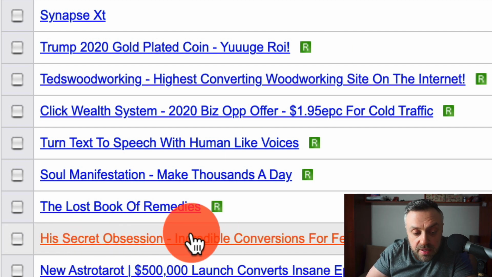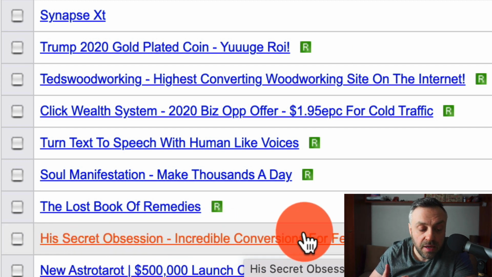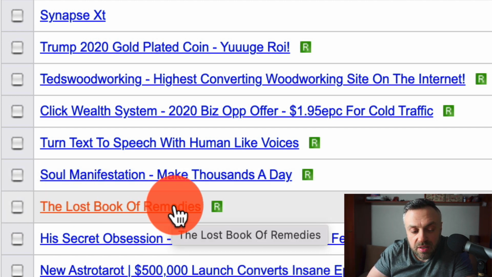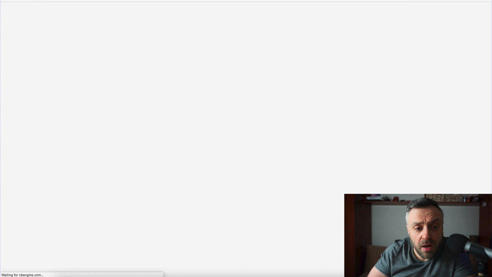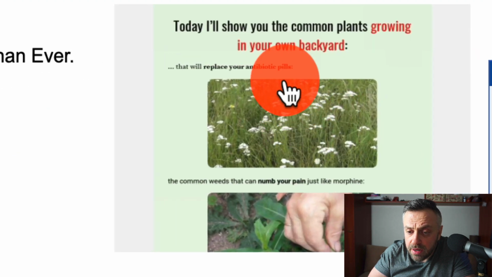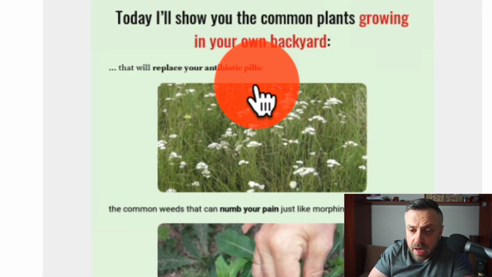Then we have Secret Obsession. This is a relationship offer. We have Lost Book of Remedies. This looks like a health offer. Maybe these are health remedies. Let's open it up just to get an idea. Yeah, it looks like it will show you common plants growing in your backyard that will replace your antibiotic pills.